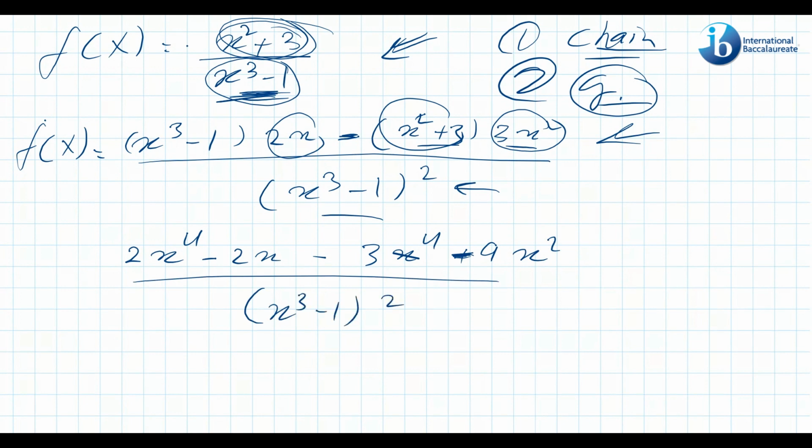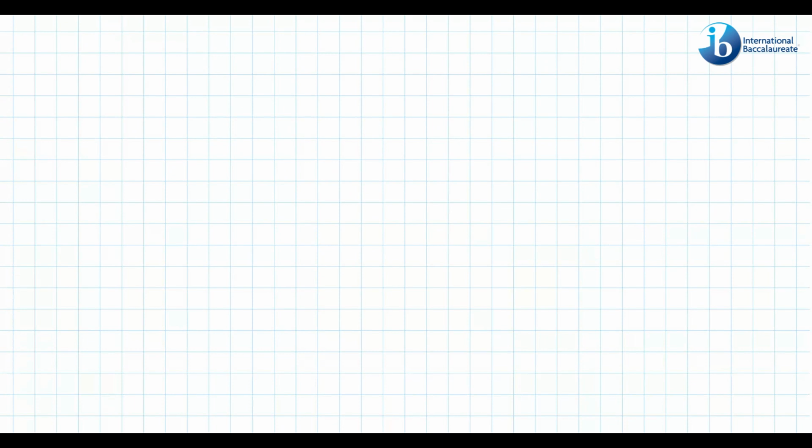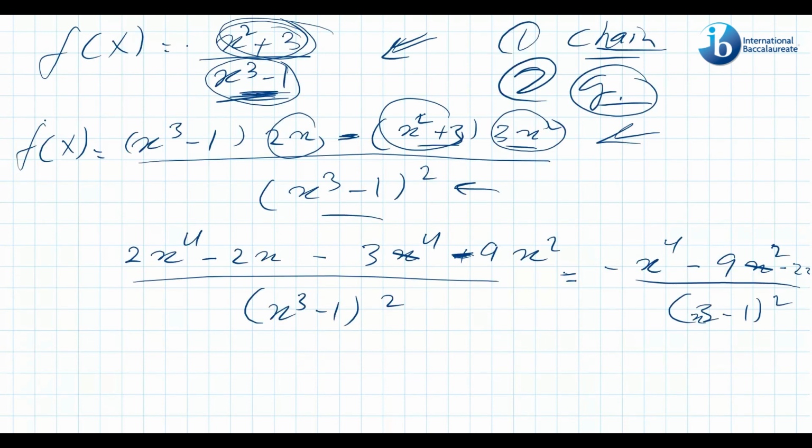Then here we have 2x power 4 and negative 3x power 4. The result should be negative x power 4, and then here we have negative 9x squared, and then minus 2x over x cubed minus 1 all squared. Clear? Okay. Do I need to square the denominator? You can, but no need.